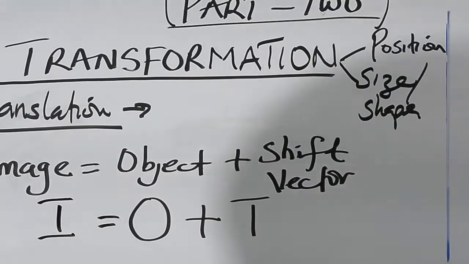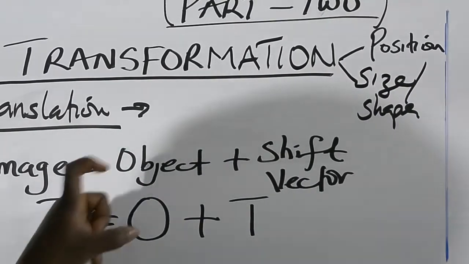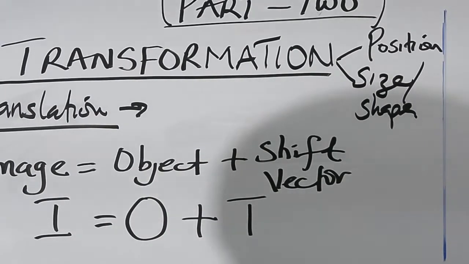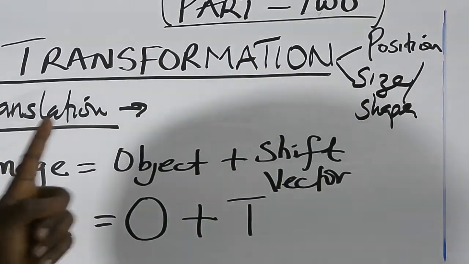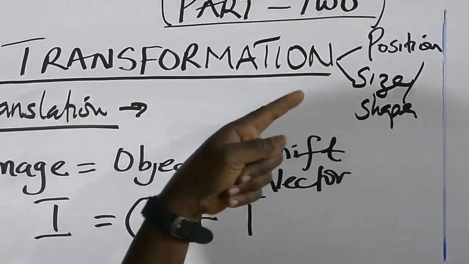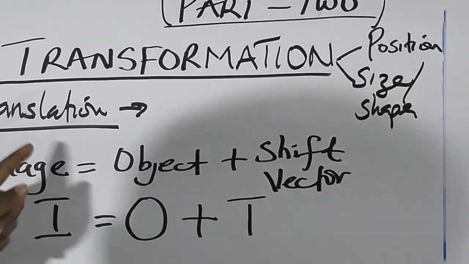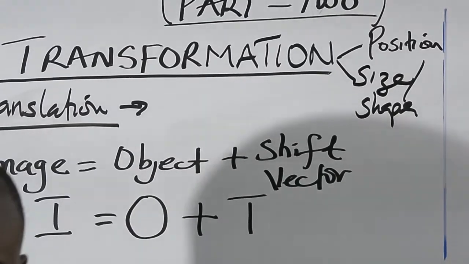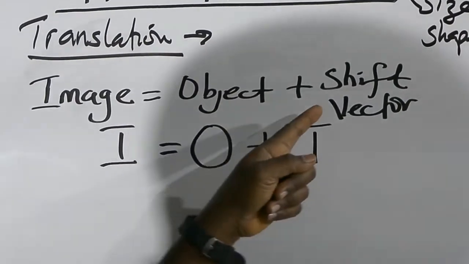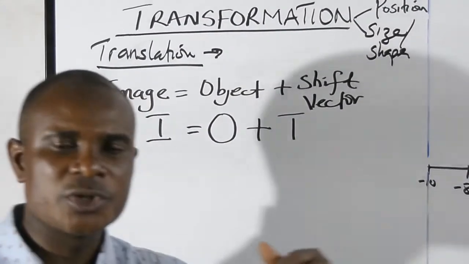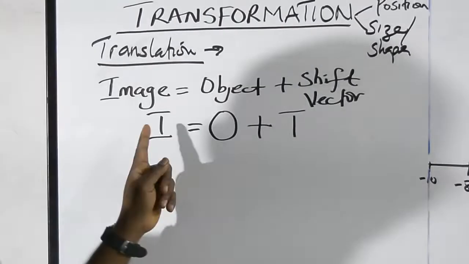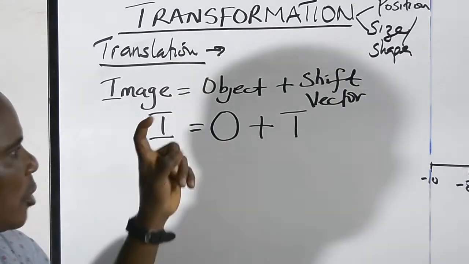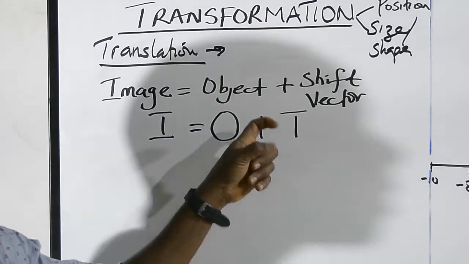So in trying to translate, I have to ensure that the object is available and there is a shift vector. There is a particular vector that will push the object from one point to another. Remember, transformation is changing the position. I'm trying to change the position of the vector. The original position of the vector is called the object point. Now when I shift it with the vector, it will go to a new position. That new position is called its image. So before I discover the image, I have to first get a shift vector. So the object plus the translation vector, or the shift vector, will give me the image.